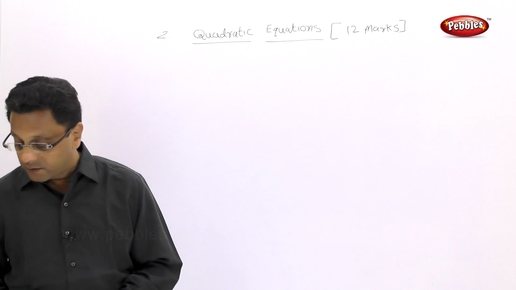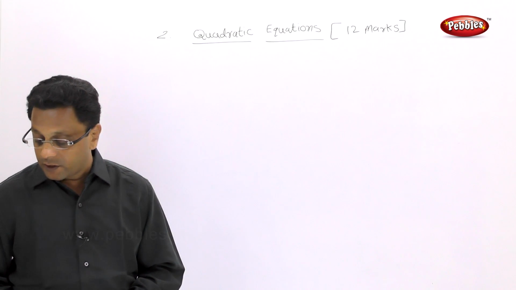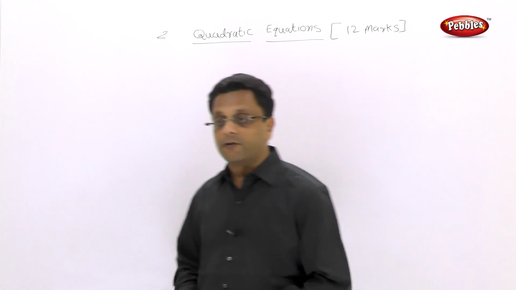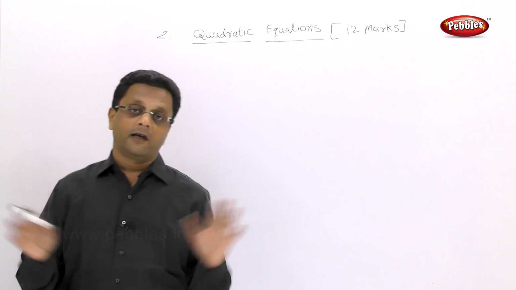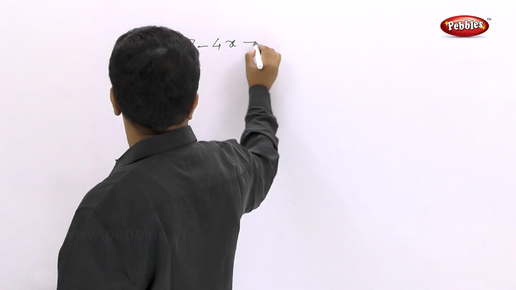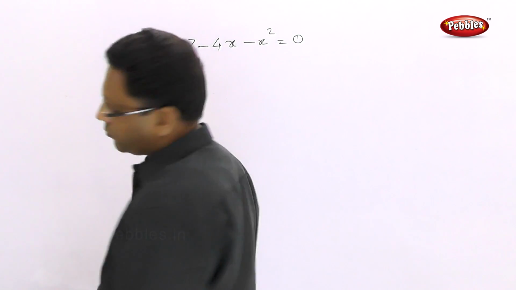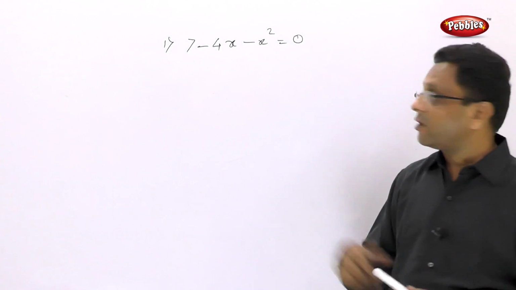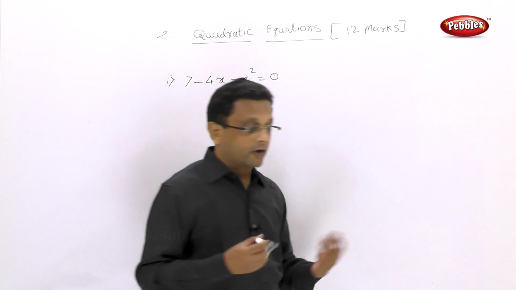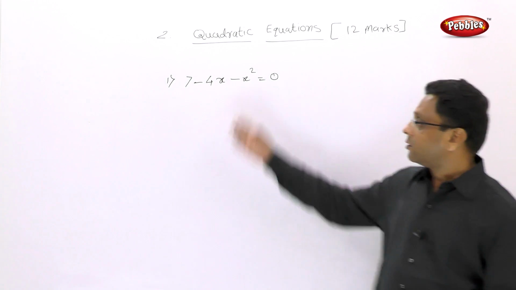Let us go to the second question of exercise 2.1. It asks: write the following quadratic equations in standard form. They have already declared that whatever is given are quadratic equations. You have to just write them in standard form. Now these kinds of questions are there in the board exam for 1 mark, that write the quadratic equation in standard form. This can be there for 1 mark.